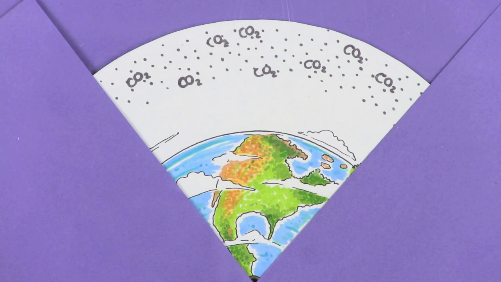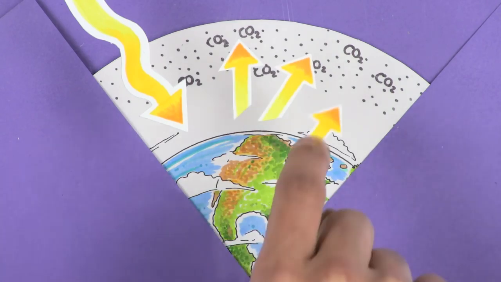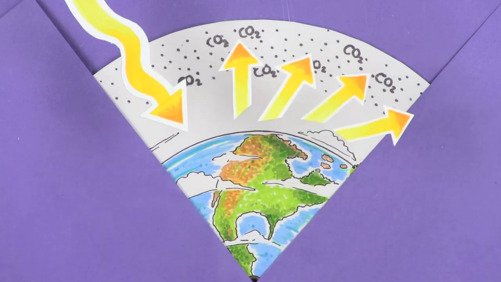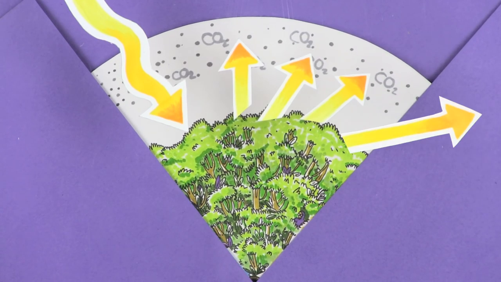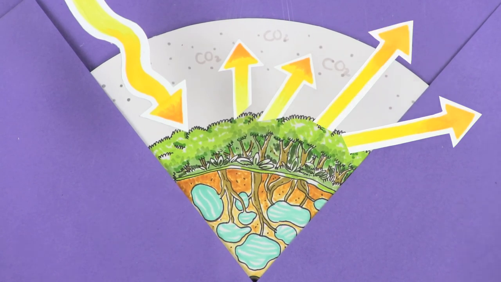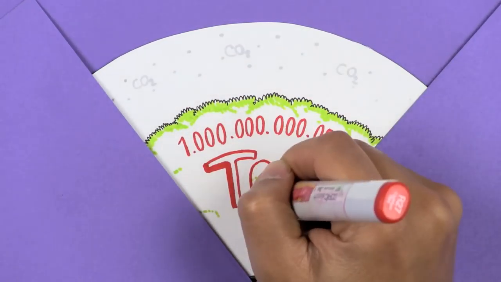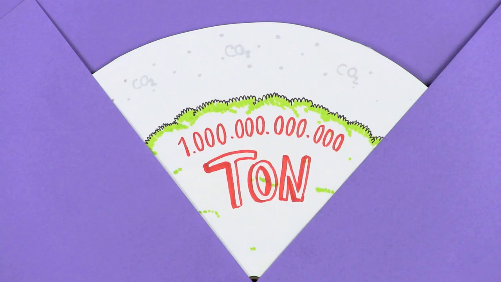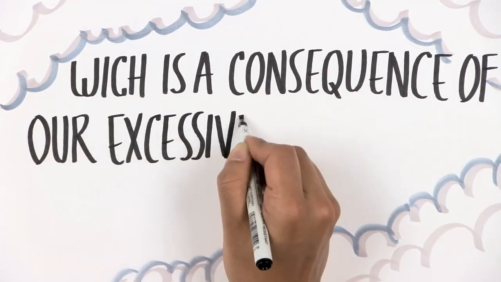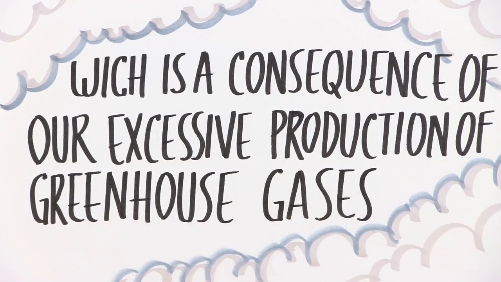We know carbon dioxide acts as a barrier that prevents heat from leaving Earth. This is the famous greenhouse effect. Well, trees counteract that effect by absorbing atmospheric carbon dioxide in photosynthesis. Via this process, aided by underground carbon dioxide deposits, the Amazon removes more than a trillion tons of this gas every year, thereby delaying global warming, which is a consequence of our excessive production of greenhouse gases.